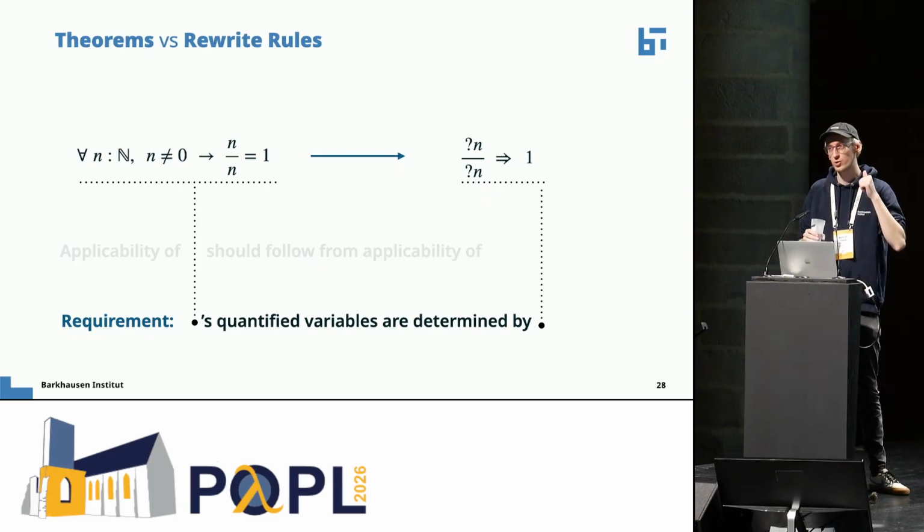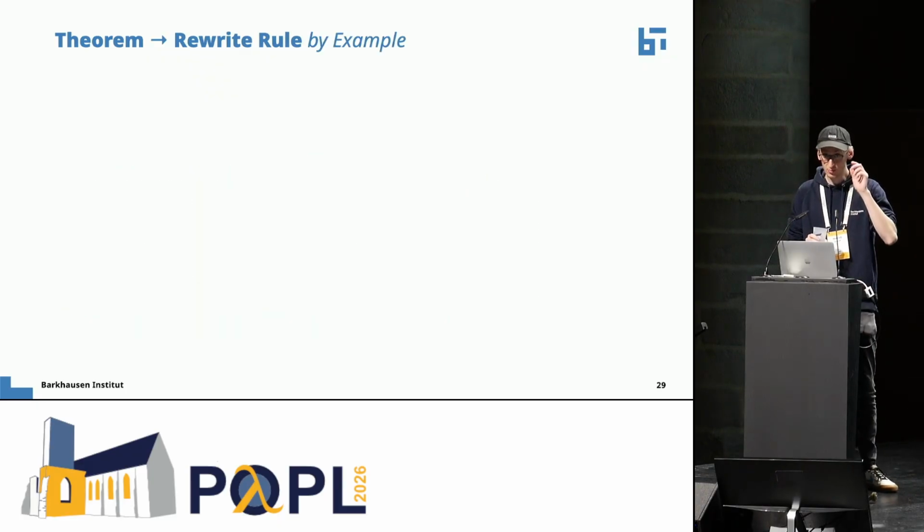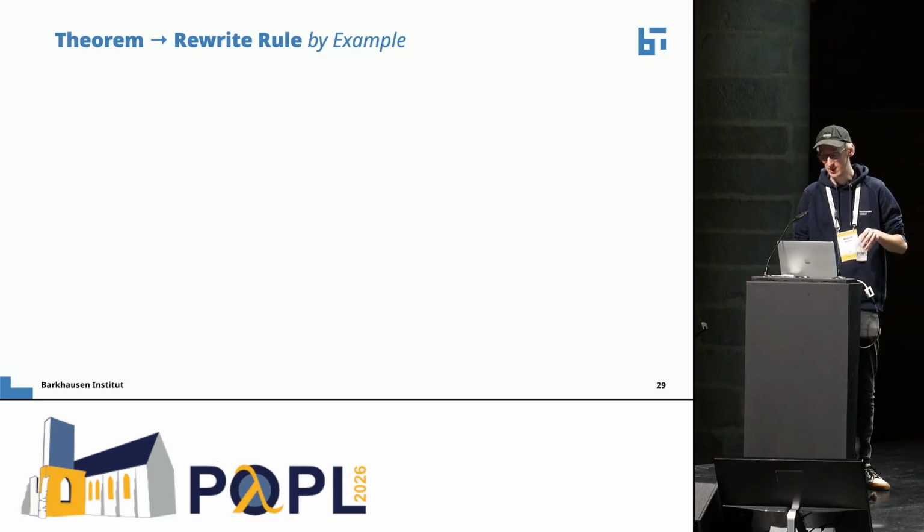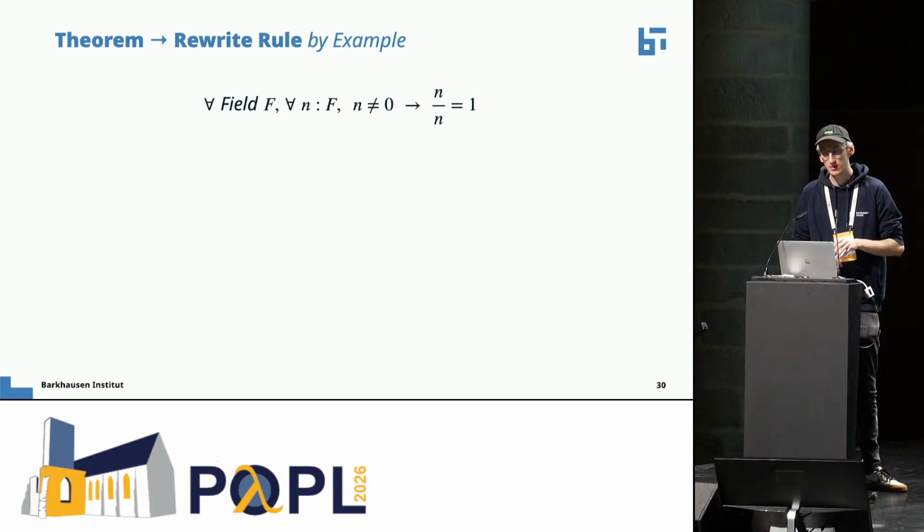I instead want to show one example of how we go from a theorem to a rewrite rule and solve the problem of translating a theorem like the one shown here. So the one example we're going to look at is the following. It's a slight generalization of the theorem we just saw before. Namely, we generalize it from natural numbers to any field. So for any field f and any element of that field, if n is non-zero, then dividing the number by itself is equal to 1.